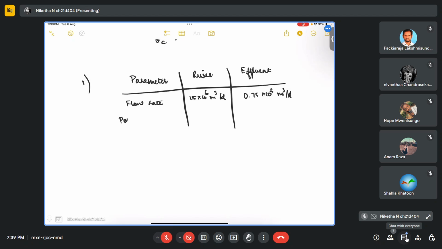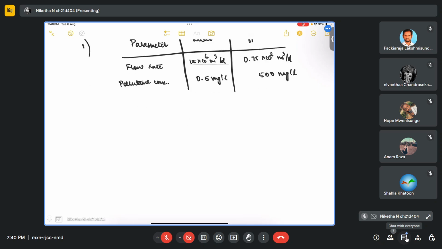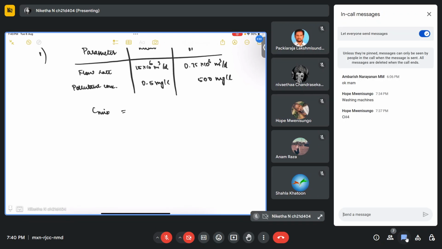And the concentration of the pollutant in the river water is 0.5 milligrams per liter, and in the effluent it is 500 milligrams per liter. So can you tell me what is going to be the concentration of the pollutant after the mixing? Can you tell me the formula? We just discussed this formula.